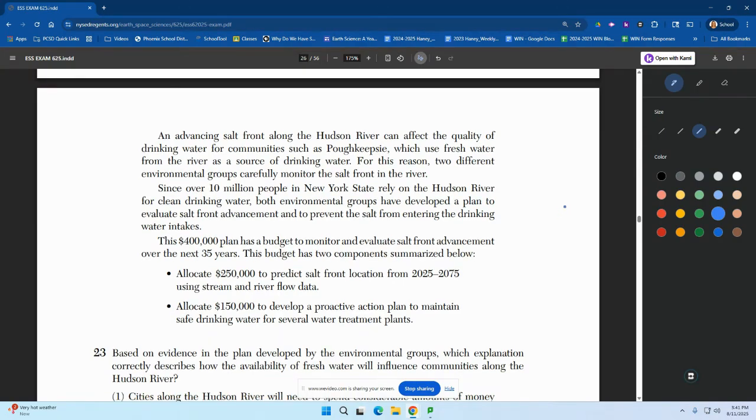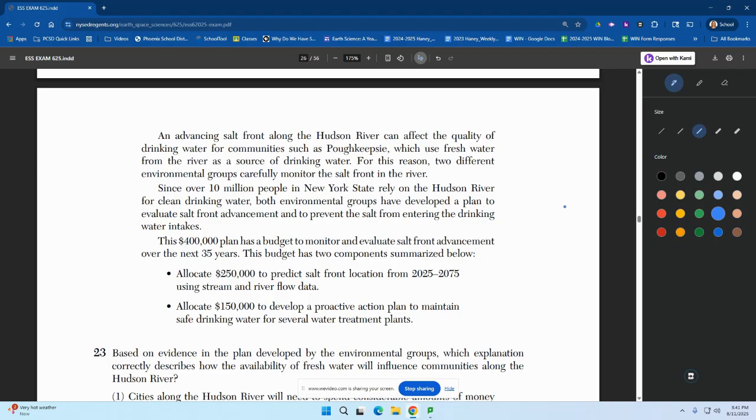My next question says, an advancing salt front along the Hudson River can affect the quality of drinking water for communities such as Poughkeepsie, which use fresh water from the river as a source of drinking water. For this reason, two different environmental groups carefully monitor the salt front in the river. Since over 10 million people in New York State rely on the Hudson River for clean drinking water, both environmental groups have developed a plan to evaluate salt front advancement and to prevent the salt from entering the drinking water intakes. So far they've told us in the first paragraph that we monitor the salt front because we need to use it for a source of drinking water.